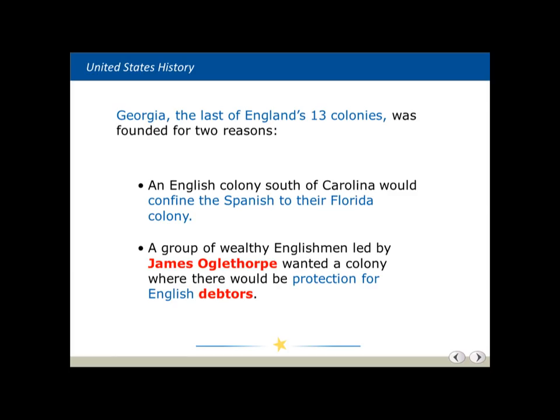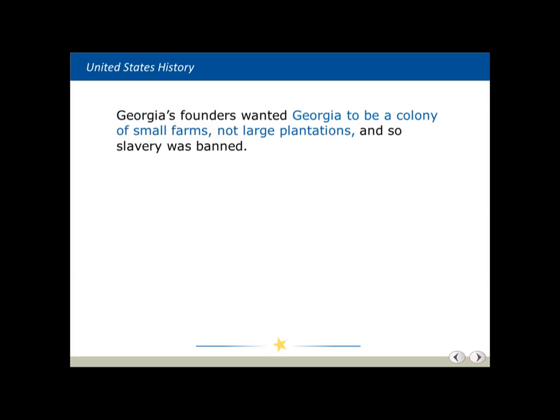Okay, well, who do you get to populate Georgia? Well, James Oglethorpe, he's a wealthy Englishman. He wants a colony where there would be protection for English debtors. So these are people that owed money. They were put in prison. They couldn't pay their debts. You don't get out of prison until you pay your debts.